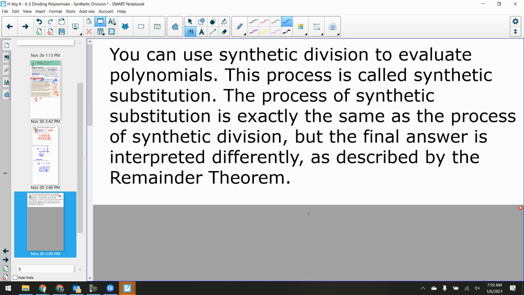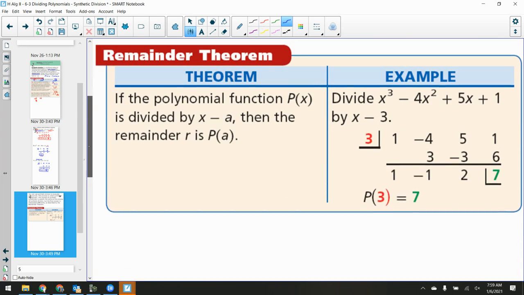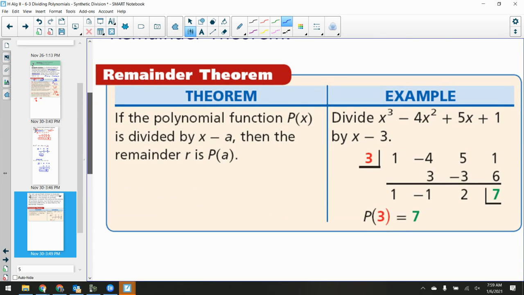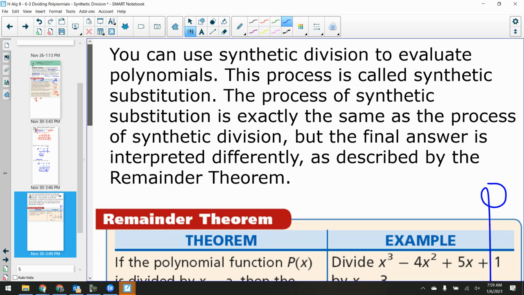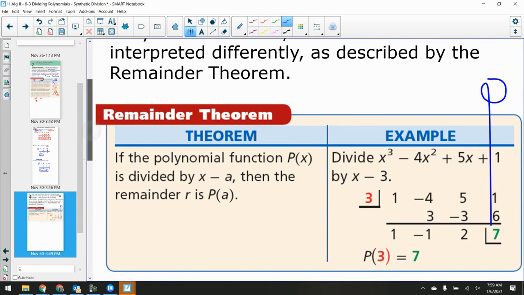You talk about math. But one application of synthetic division is called the remainder theorem. It basically said, remember this number that we had down here that we were talking about as the remainder?